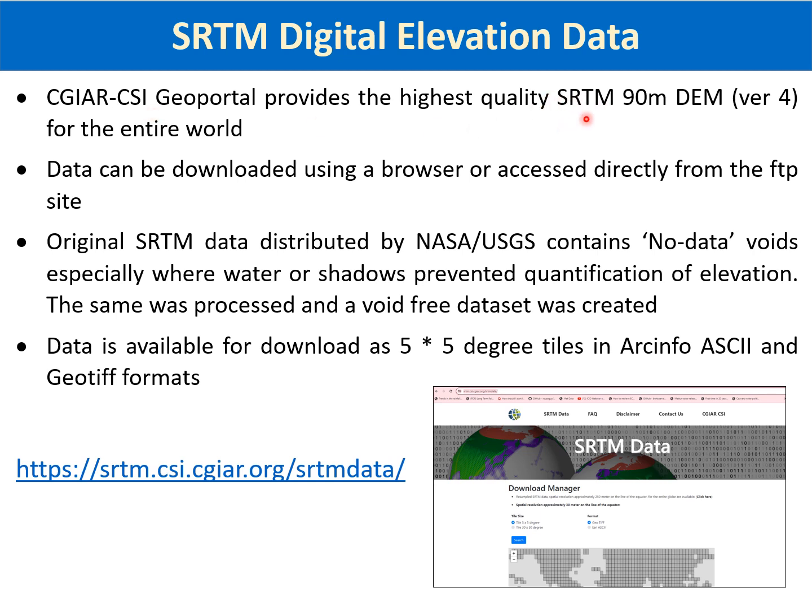Now, by highest quality, we mean that the original data of SRTM, which was distributed by NASA and USGS, contained many no data voids, especially where water or shadows prevented quantification of elevation. So, many researchers have tried to fill in these no data voids, and many versions of SRTM data have come. The data available on this geoportal is version 4 SRTM 90 meter, which is void free. The data is available in the form of 5 degree by 5 degree tiles.